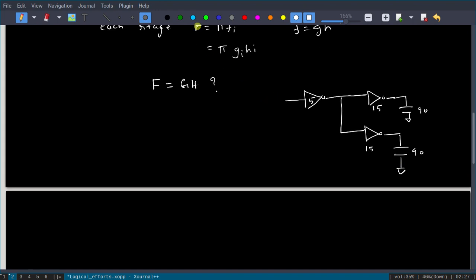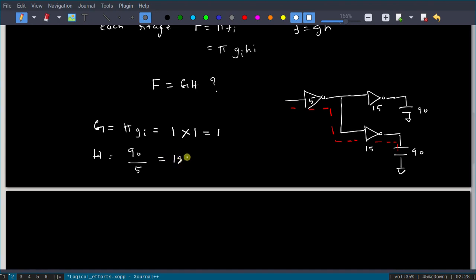Now suppose you want the path effort of this branch, or this path, I will consider and calculate the path effort of this path. So how to calculate? According to this formula, we will first find capital G. Capital G is the product of each individual logical effort. We know the inverter logical effort is 1, and again we have an inverter, its logical effort is 1. So G is nothing but 1. Now H we have to calculate. H is output capacitance, that is 90, divided by input capacitance, that is 5. So 90 divided by 5, you will get 18.